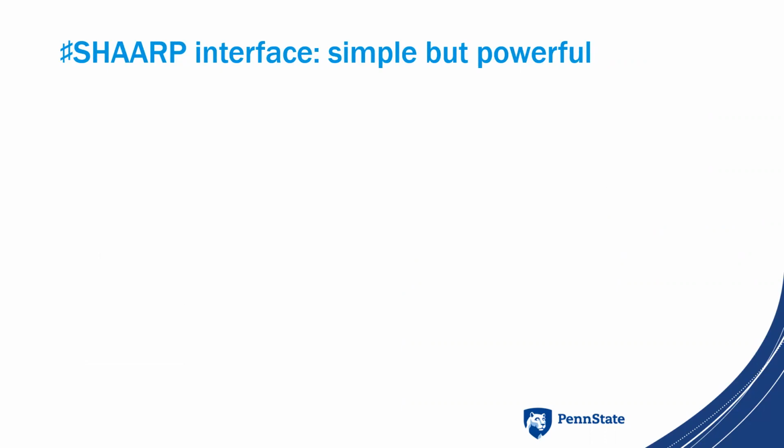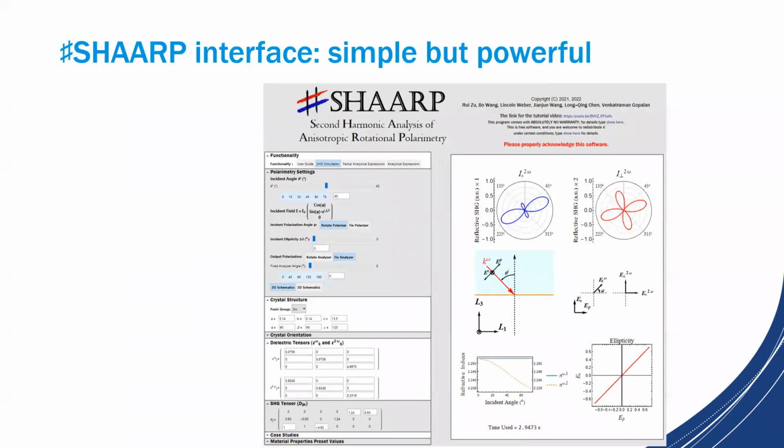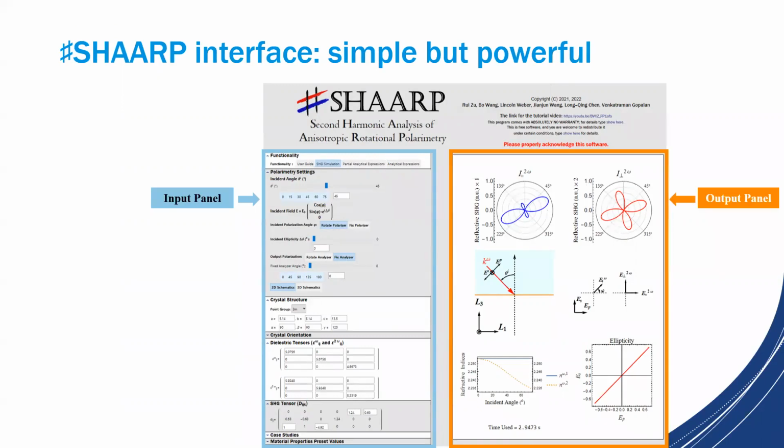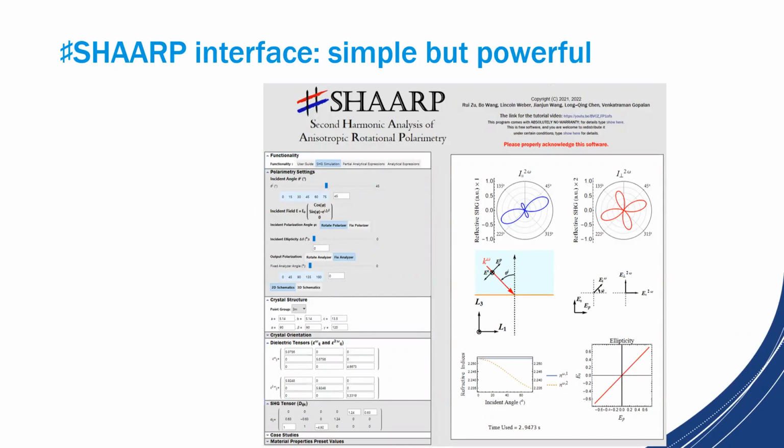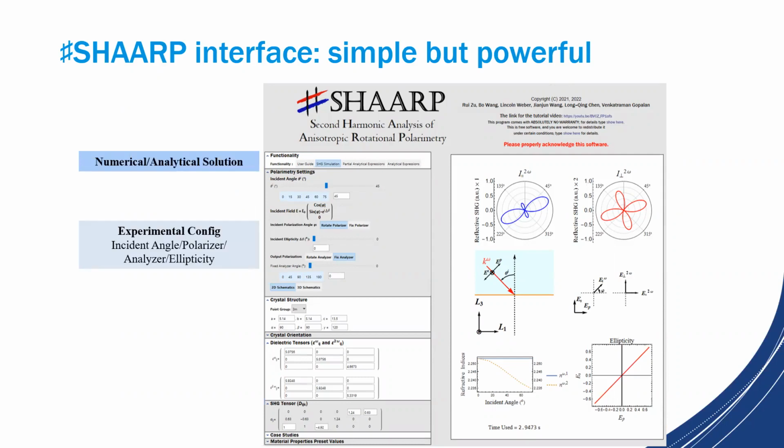The panel shown in the middle is the simulation page of SHAARP. The left part is the input panel that allows you to input materials properties. The right panel is the output panel that will generate either numerical or analytical results. In the input panel, we have divided into several sections. The first is numerical or analytical method. The next section is the experimental section that allows you to modify incident angles, polarizer or analyzer, and ellipticity. The following section focuses on symmetry and orientation, dielectric tensors or refractive indices at both omega and 2 omega frequencies, and SHG properties.